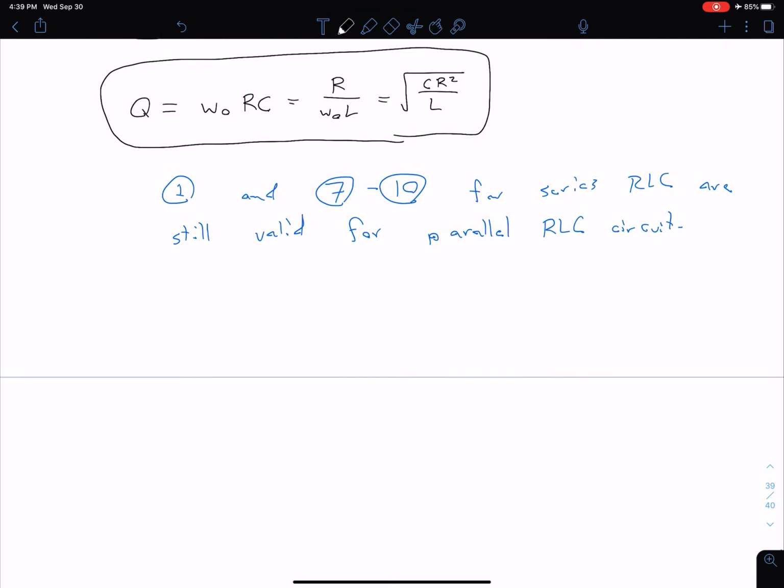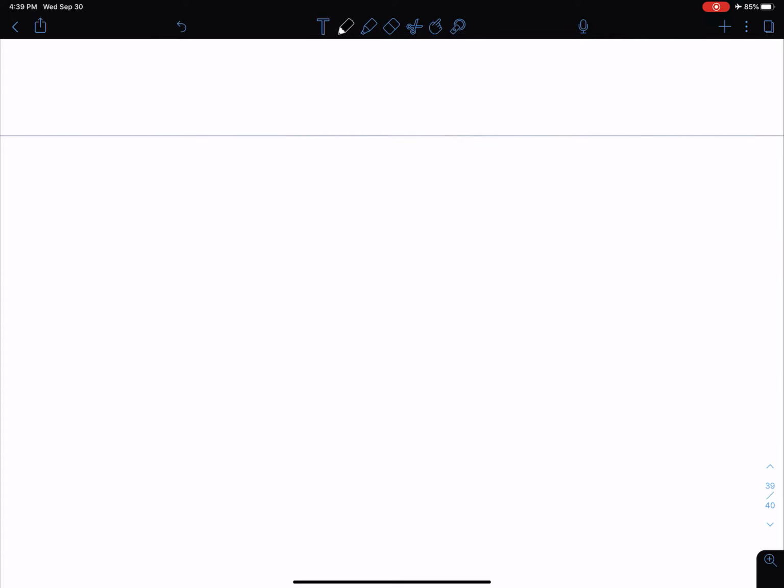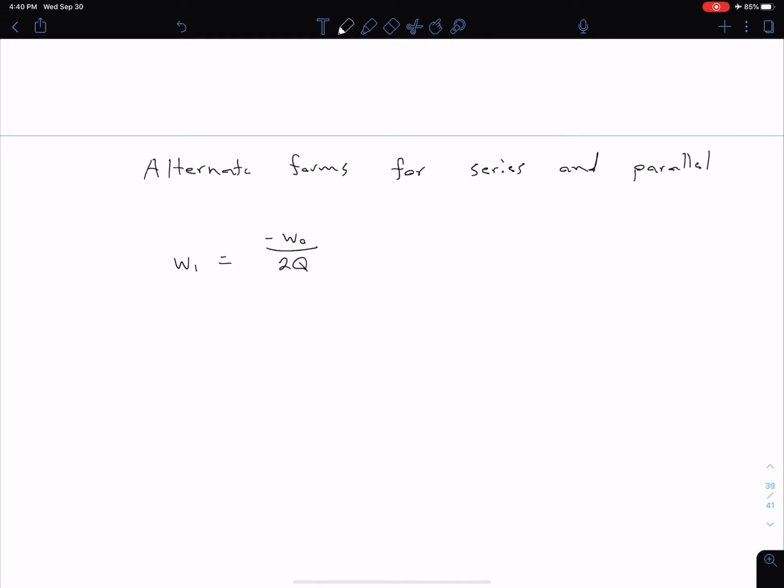One other thing that I want to introduce here is just a couple alternate forms that you can use with either series or parallel resonance. And so these are for our half power frequencies. So we can say that omega 1 is equal to negative the resonant frequency divided by 2q plus omega naught times the square root of 1 plus the quantity of 1 over 2q squared.